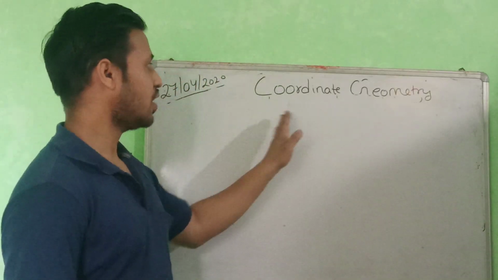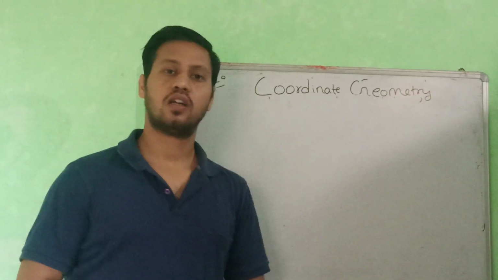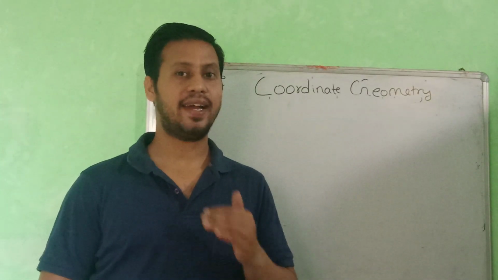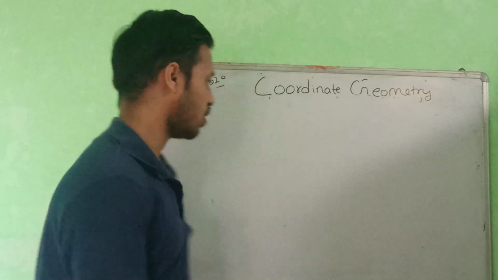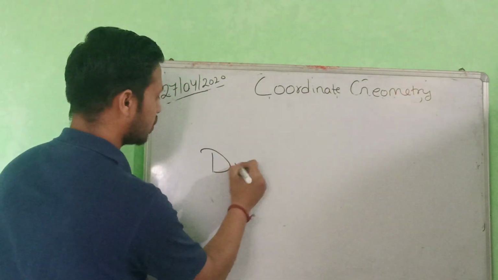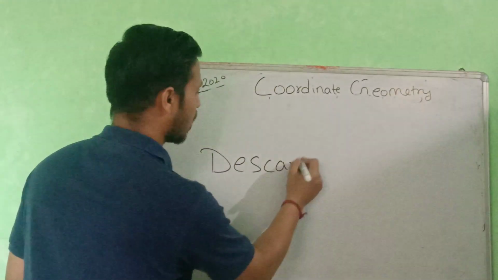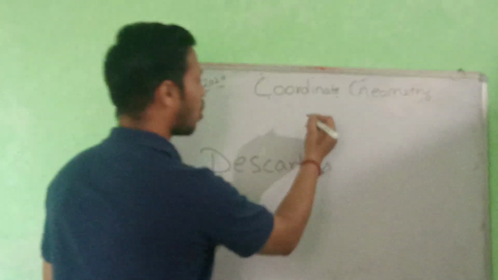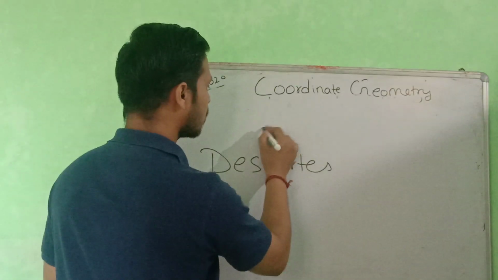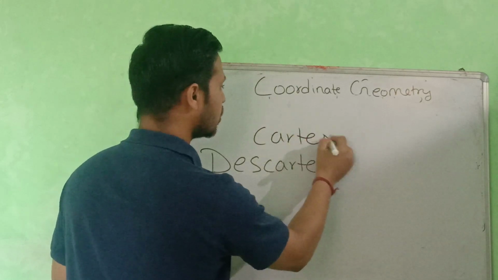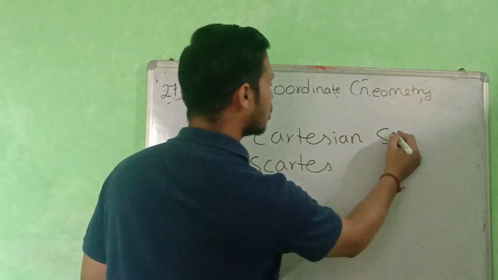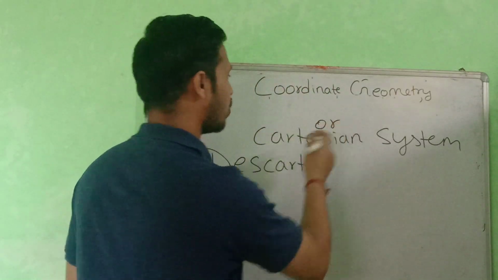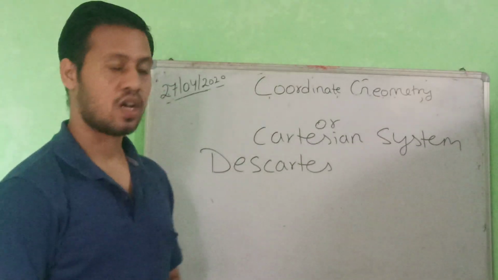Now, this coordinate geometry was discovered by a French mathematician and philosopher, René Descartes. To honor him, coordinate geometry is also known as the Cartesian system.